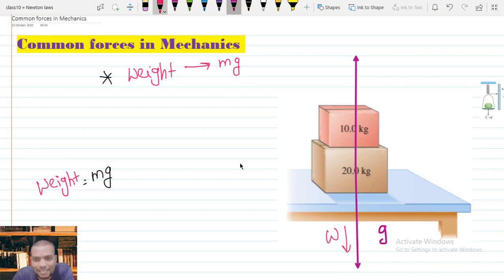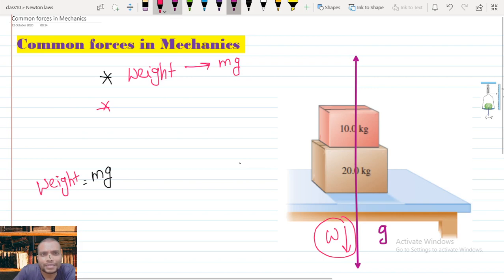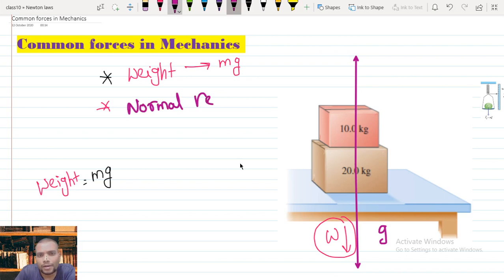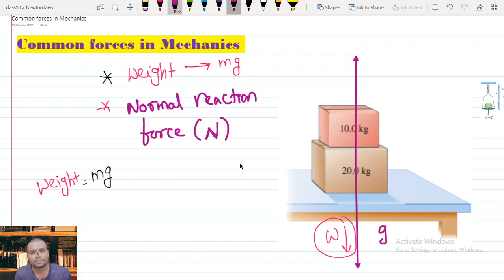To balance this force, we take one more force which is known as normal reaction force, or simply normal force, which we can represent with capital N. So if N is a normal reaction force, what is the value of N here? Since in this case the object is at rest, both the forces are balanced.